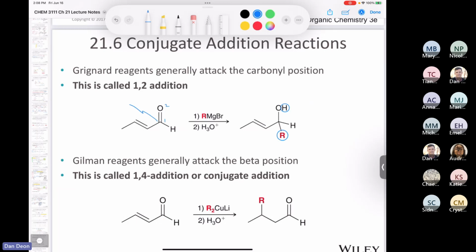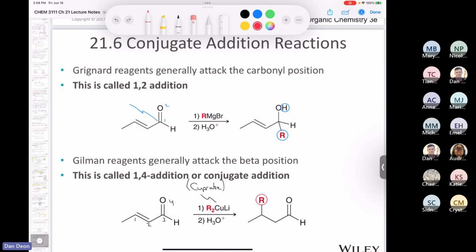But if you try something similar with a Gilman reagent instead, so if you remember the cuprate, we call that a Gilman reagent or a cuprate. Either one is totally fine. If you treat that with a cuprate, it adds to the beta carbon. So we call that 1,4 addition. The way you can imagine that is 1, 2, 3, 4, right? You end up adding an R group to atom number 1. And if you're thinking, well, there's nothing added to atom number 4, well, hold on. That's because we haven't looked at the entire mechanism yet.